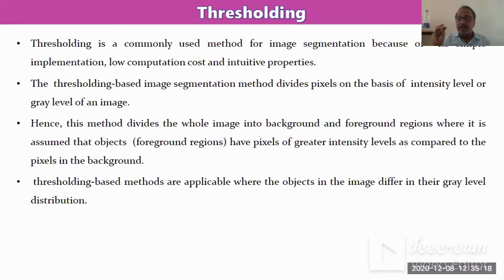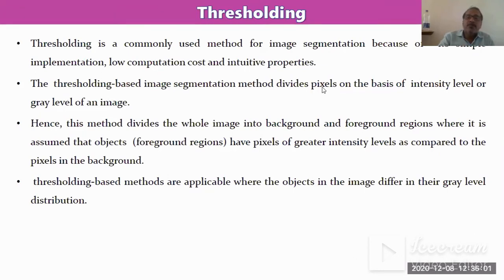So we know what thresholding is. Thresholding means we can convert our image into binary on the basis of some gray level. The value which is greater than some specific value, we convert to 1, and the value which is less than that threshold value will be converted to 0. That's why thresholding is an important concept which divides our image into two parts: one is the black region and the other is the white region. So thresholding is commonly used for image segmentation. The thresholding based image segmentation method divides pixels on the basis of intensity level or gray level.